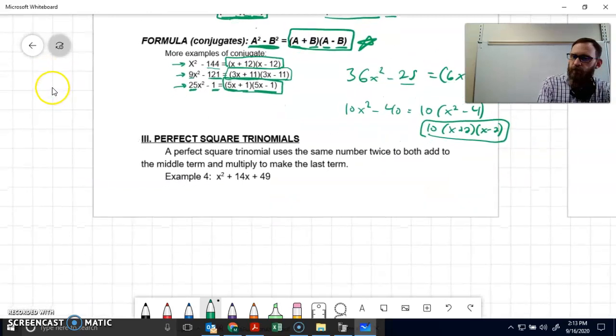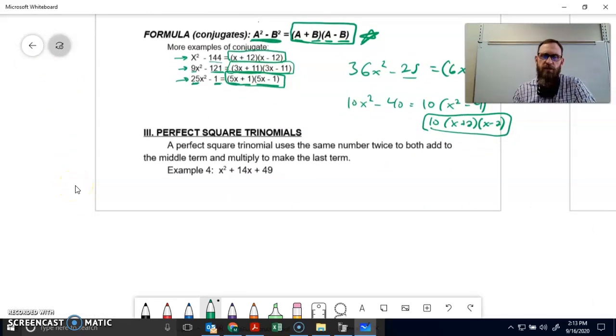Alright, let's wrap it up with the last one. The last type of special factoring is perfect square trinomials. The key to a perfect square trinomial is that you use the same number twice, because they will both add to make the middle term and multiply to make the last term. If you want to write that sentence down, pause and do that, and then press play again.